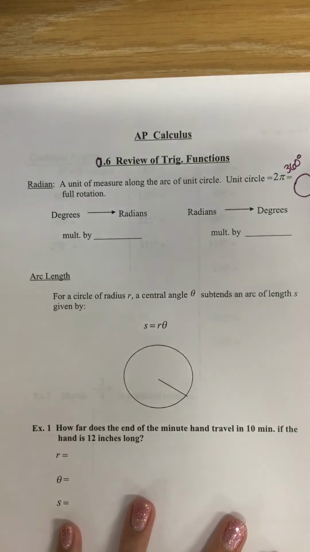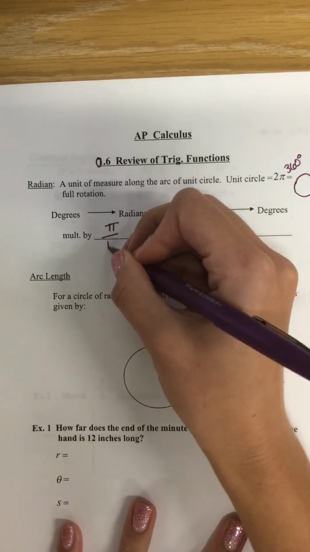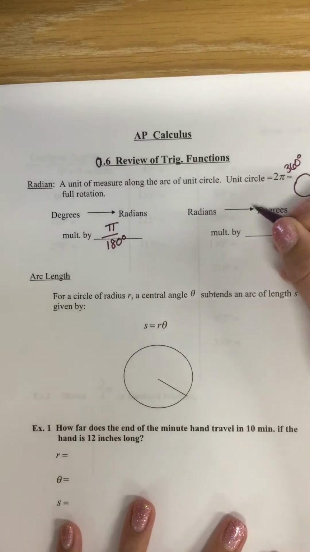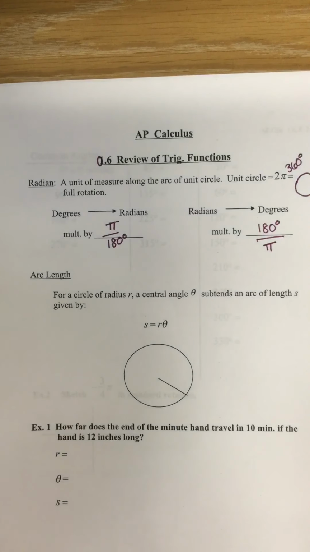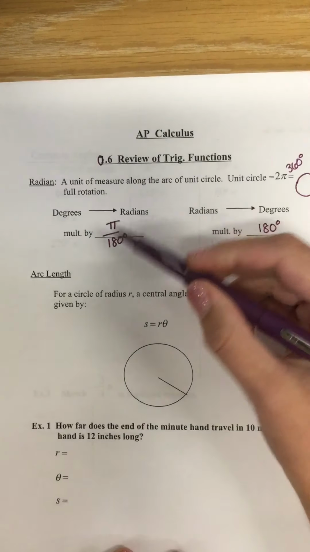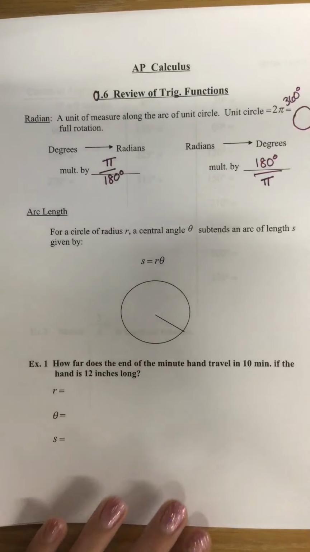If we're wanting to go from degrees into radians, we're multiplying by pi over 180 degrees. If we're going to go from radians to degrees, we're multiplying whatever that is by 180 degrees over pi. So you're just flipping it to end with whatever you want. If you want to end with pi, you have pi on top. If you want to end with degrees, you have degrees on top.